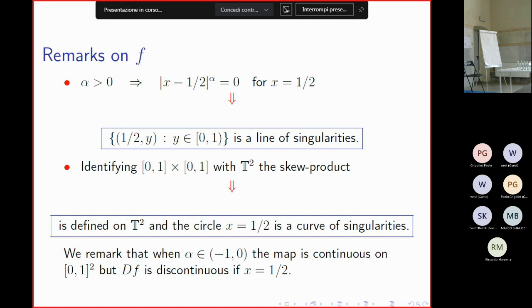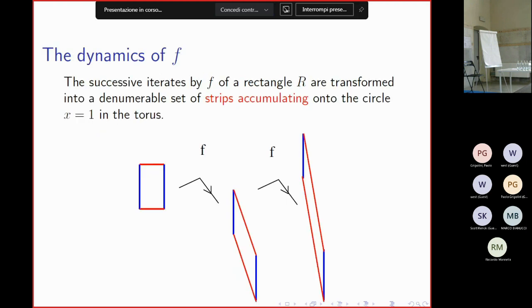We remark that, let's assume that alpha is equal to 1, but it's not. The point is that indeed the circle x equal to 1 is a line or a circle of singularities that you have when you are analyzing this map. What is the dynamics of this map?